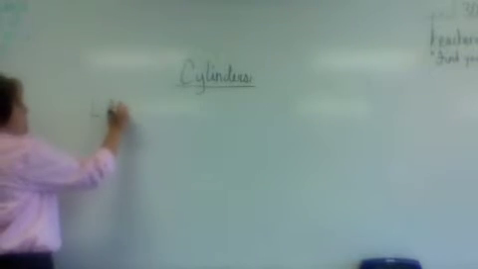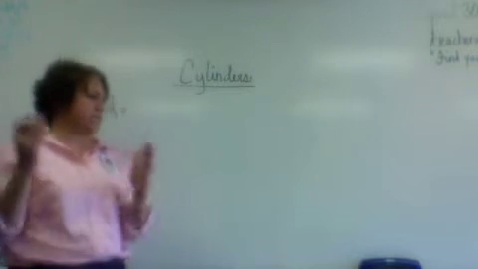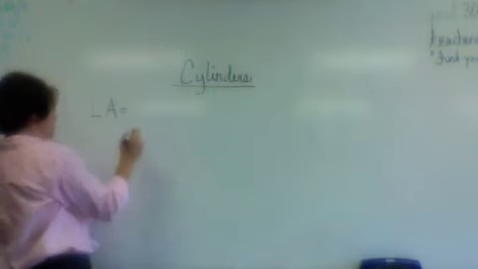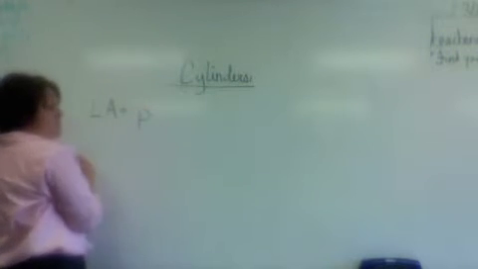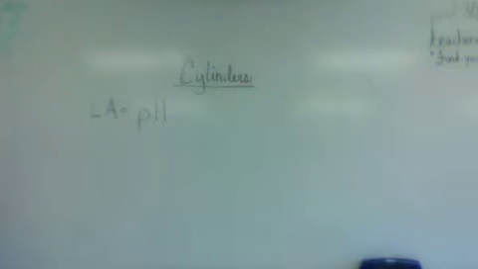The lateral area of a cylinder is the area of the sides around the thing, okay? And that's equal to our general formula, perimeter of the base times the height of the object. Now let's get specific. Yes, Parker?